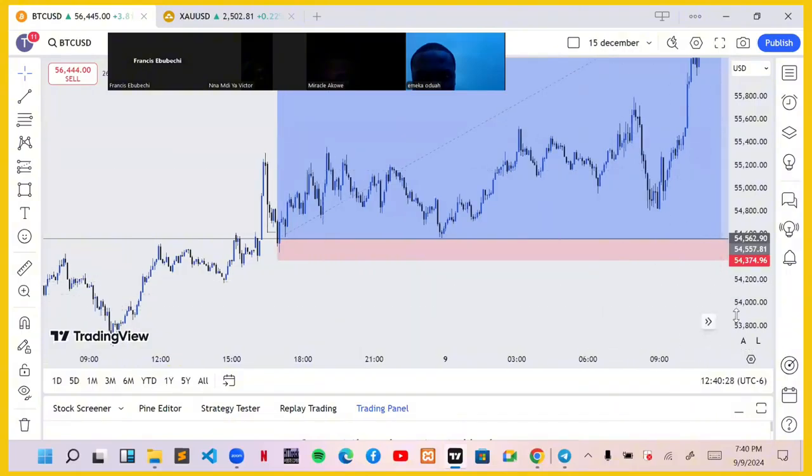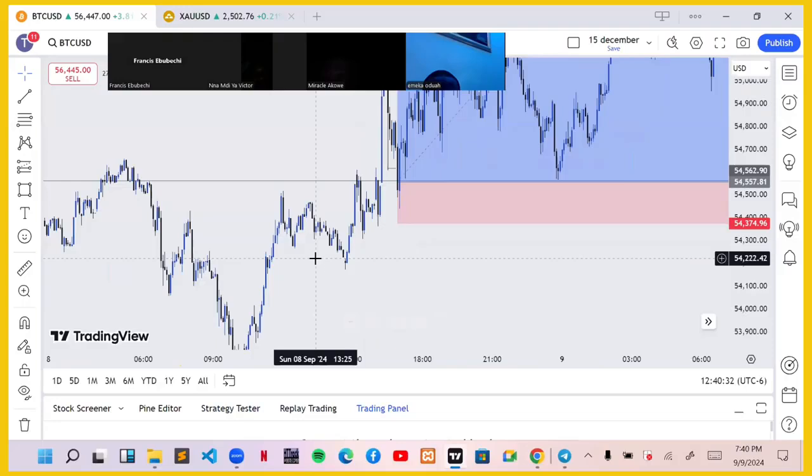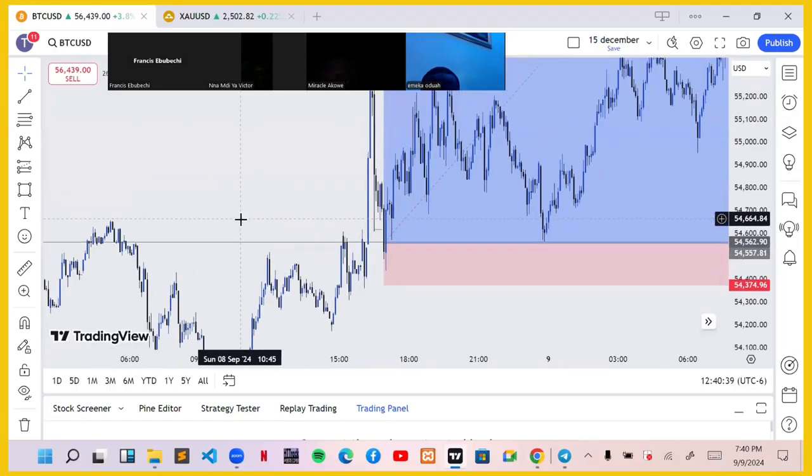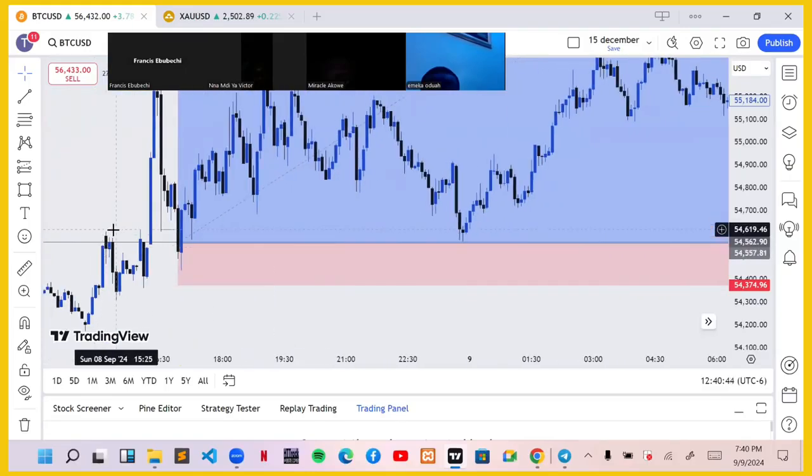So market broke structure. This is a resistance zone. And market broke structure, like I said, higher highs, higher lows. So it broke this high here and also broke this resistance level here. After that, market made a pullback. This pullback here is the inducement.